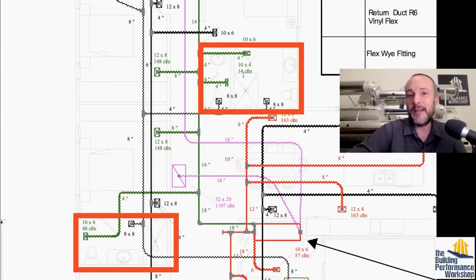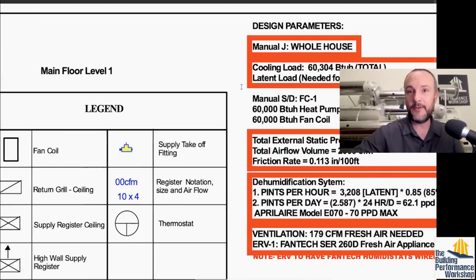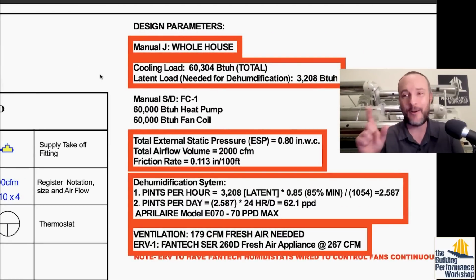Also, this number right up here, this powder room gets 14 CFM. No way. That powder room has almost no load in it. It's got ceiling and floor only. And I can guarantee you that that is not needed. So we go back up to our Manual J design parameters. So the whole house is a key giveaway here. That's called a block load.